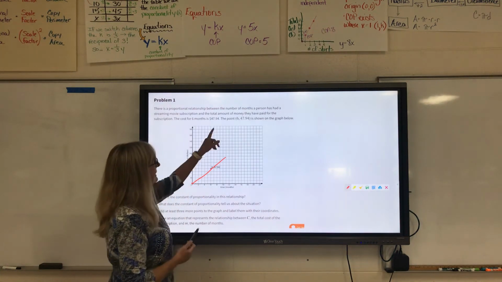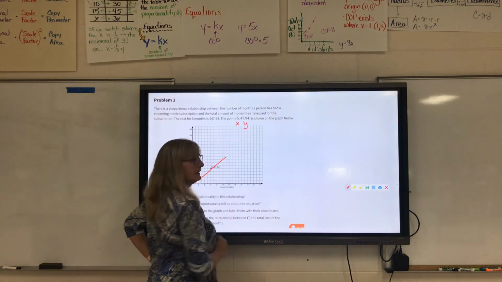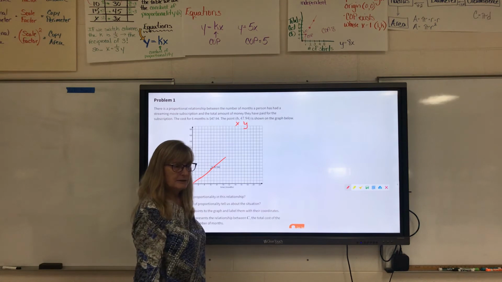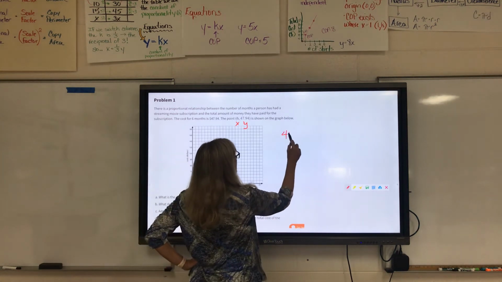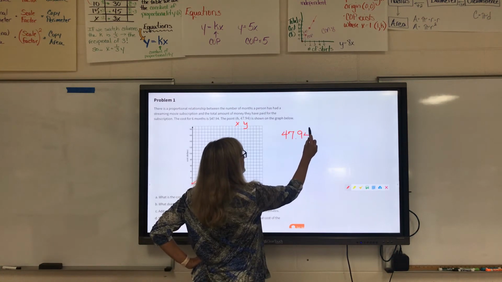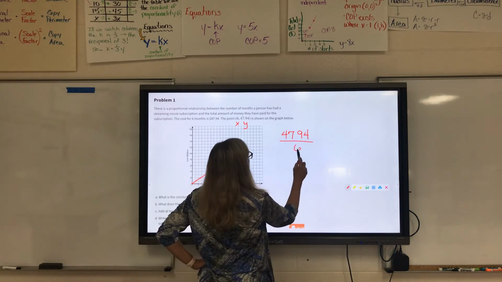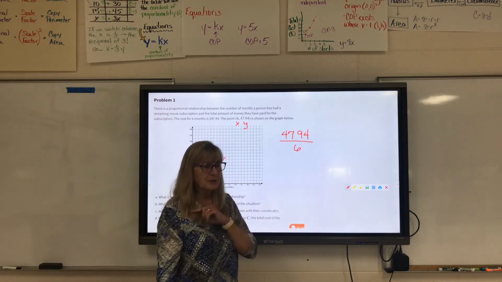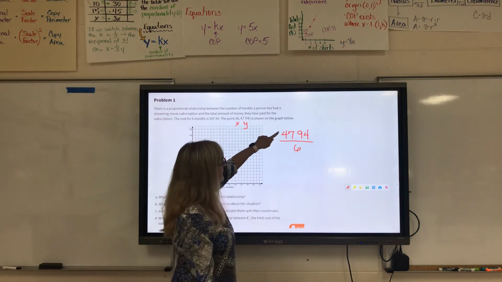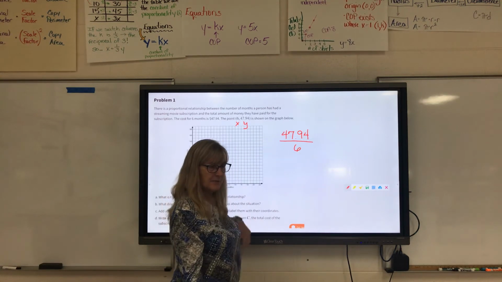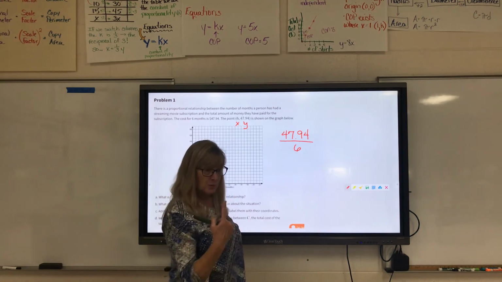How do we find the COP if we're given an x and a y? How do we find the COP? y over x. So we're going to take $47.94. That's what they paid, and they paid for 6 months. And we want to know how much did they pay in 1 month. So does it make sense? We're going to take the total amount and divide it by the number of months. Yes. Okay, because we want to find 1 month.